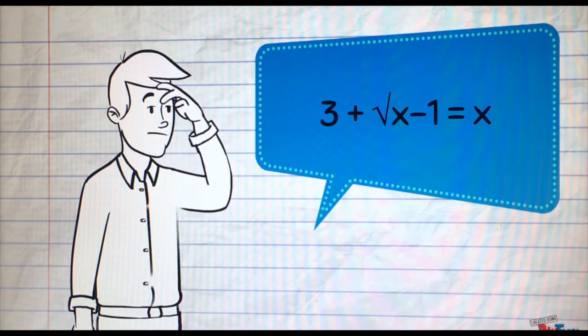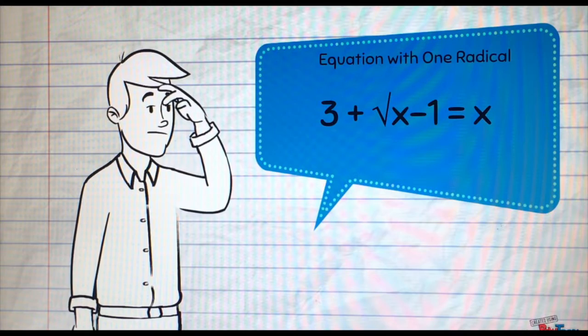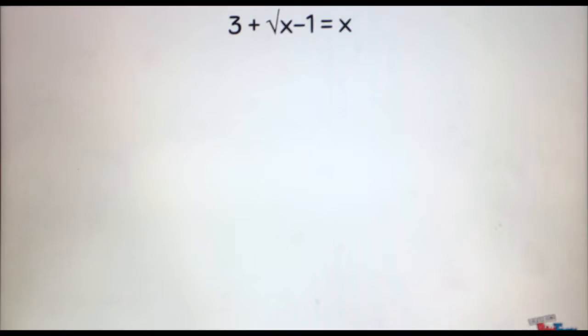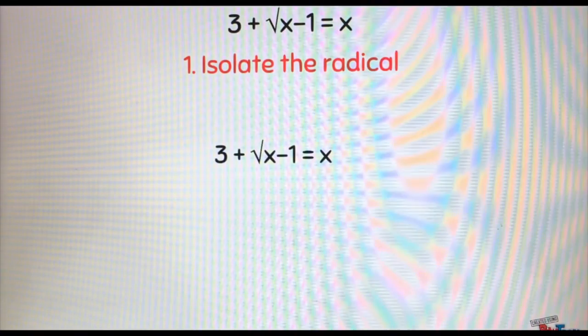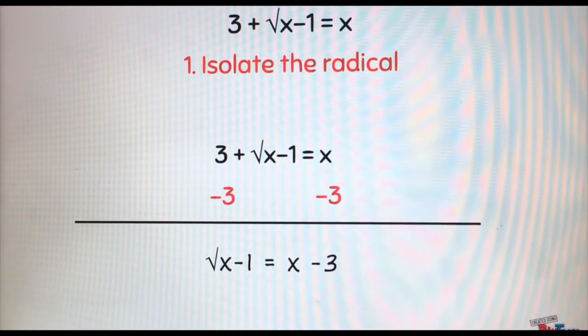We'll start with the equation 3 plus root x minus 1 is equal to x. This equation contains only one root, so we will start with step 1. Isolate the radical by subtracting 3 from both sides. You get root x minus 1 is equal to x minus 3.